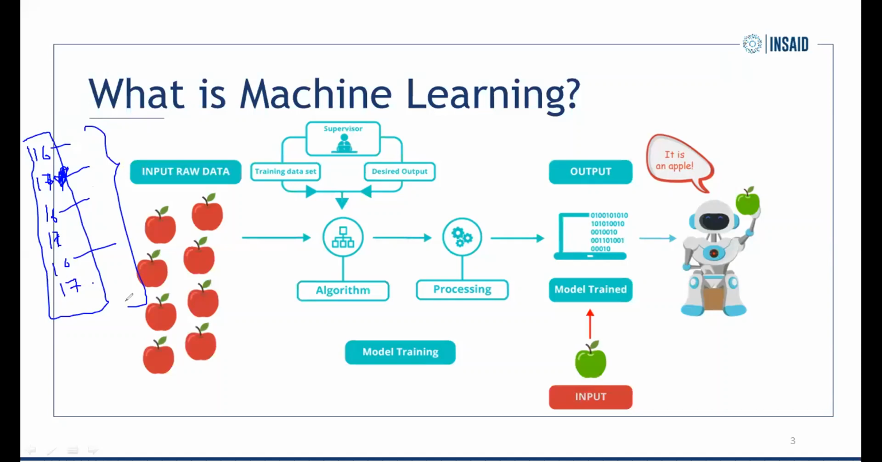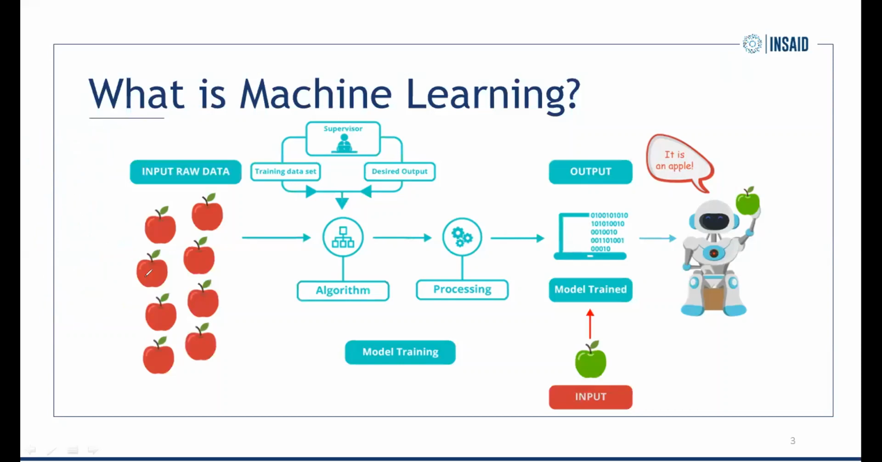As humans, are we very capable of learning all the possible data points? No, we really can't. But machines are very good at it. So what happens is, we feed a lot of data to the machines.